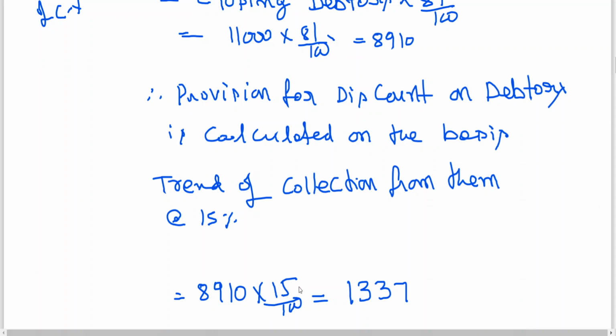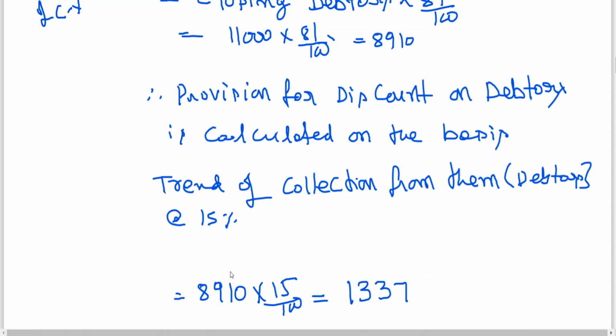Generally, in the final accounts problem which you have learned in CPT, when provision for discount and debtors is given, if there are no further bad debts, we used to calculate directly on closing debtors. This is what we have done, 11,000 at 15%. But in this problem, provision for discount on debtors is calculated on the basis of trend of collection from them, from debtors. What is trend of collection? We have seen if 100 rupees is due, they are paying 81%.